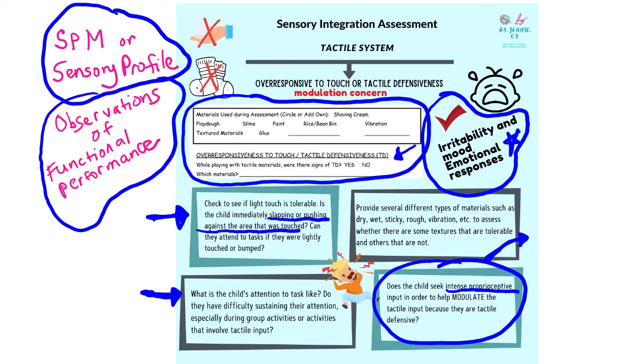These also might be kids that are always walking on their toes. That's a really intense form of proprioceptive input for the body. So they might be walking around the house on their tippy toes, and the reason why is because of their over-responsiveness to touch, or perhaps another sensory system.